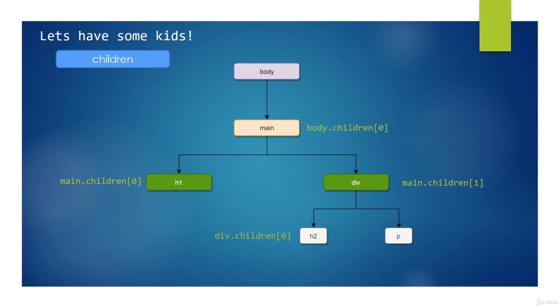Of course, we can do exactly the same process with the H2 and the P, but this time we're using the div as the starting point to get the children. Hope it's making sense, but now I really do want to jump into the console. This is an important topic for us to master. I'll see you now.